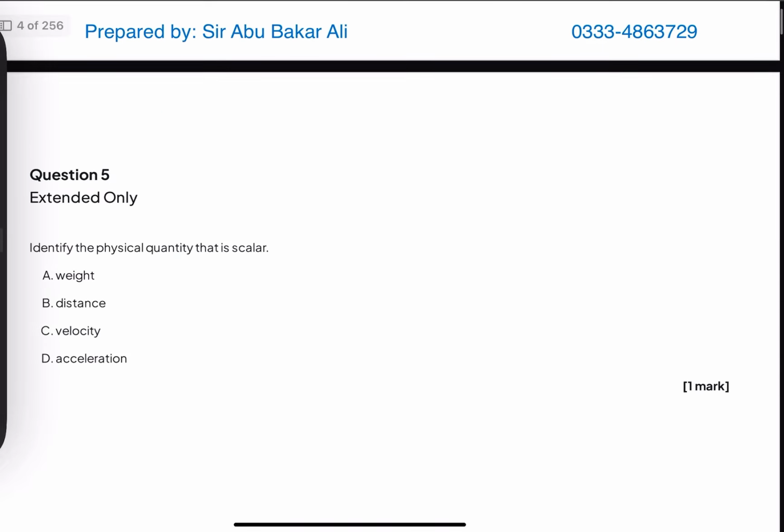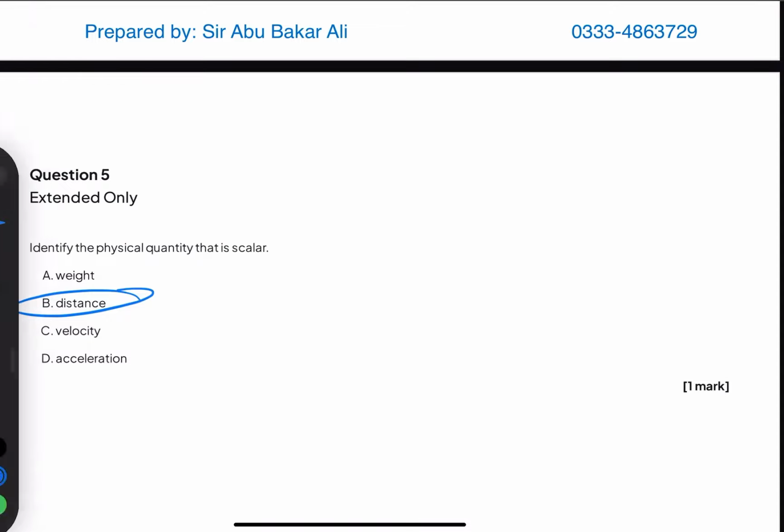Next question: identify the physical quantity that is not scalar. Okay, weight is not scalar. Weight is a vector quantity. Speed, time, and energy are scalar quantities. Identify the physical quantity that is scalar. Okay, so the scalar quantity is only distance. Weight, velocity, and acceleration are vector quantities.